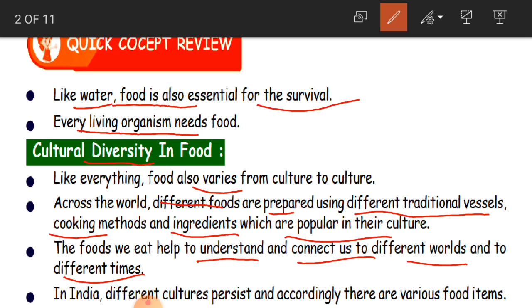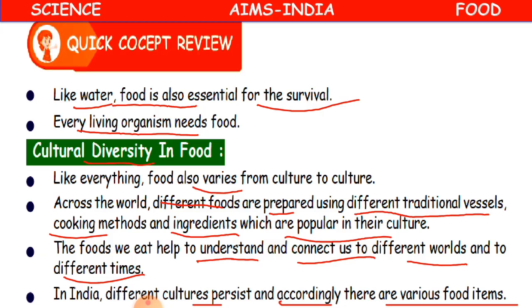Clear, children? In India, different cultures persist, and accordingly there are various food items. As I said, children, we have so many states and places in India, and according to that every place has a different type of food items, and so we are able to know them. We are able to experience all the different items. So this is what we know as cultural diversity in food.